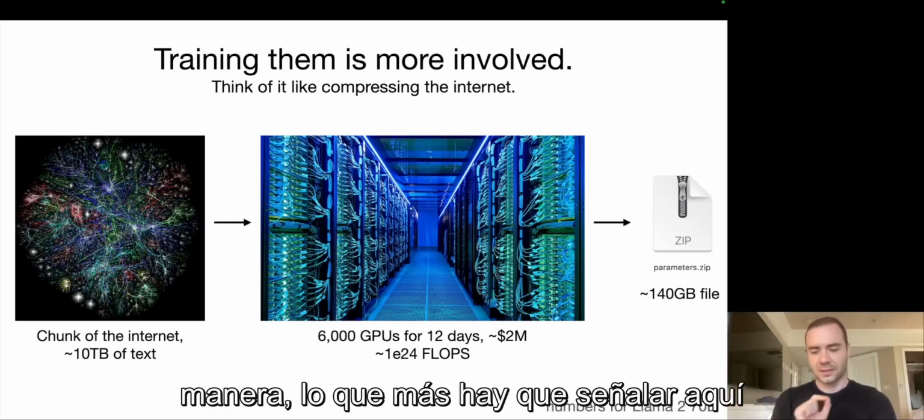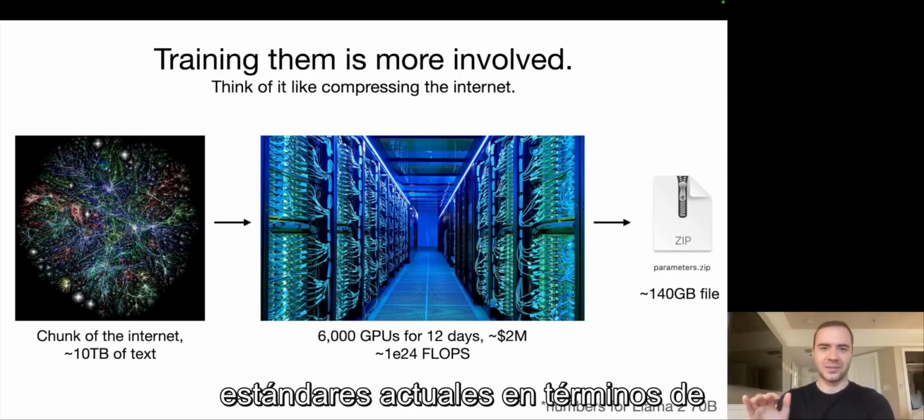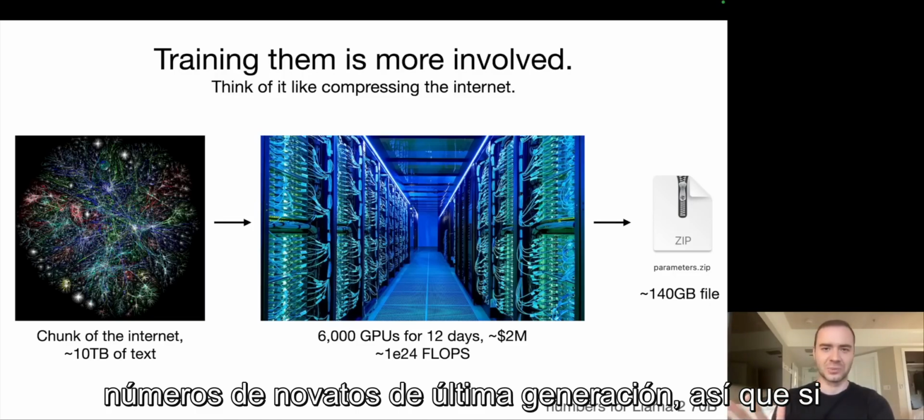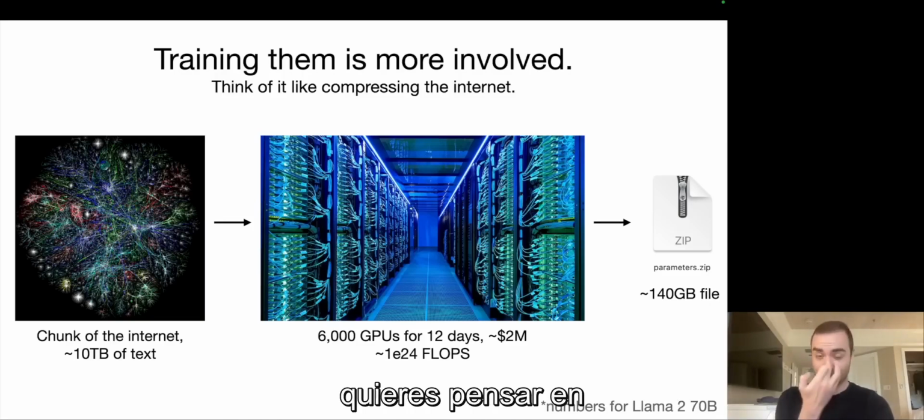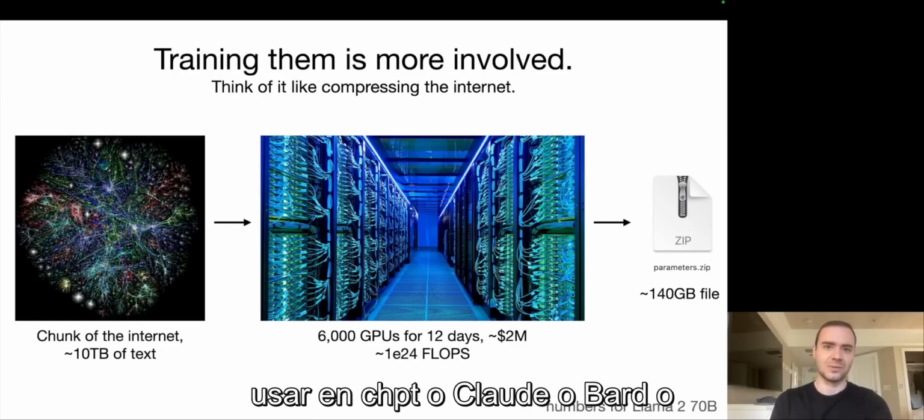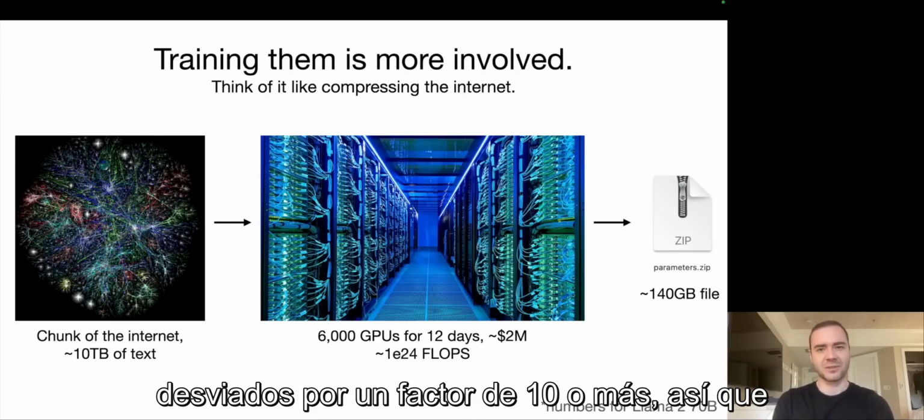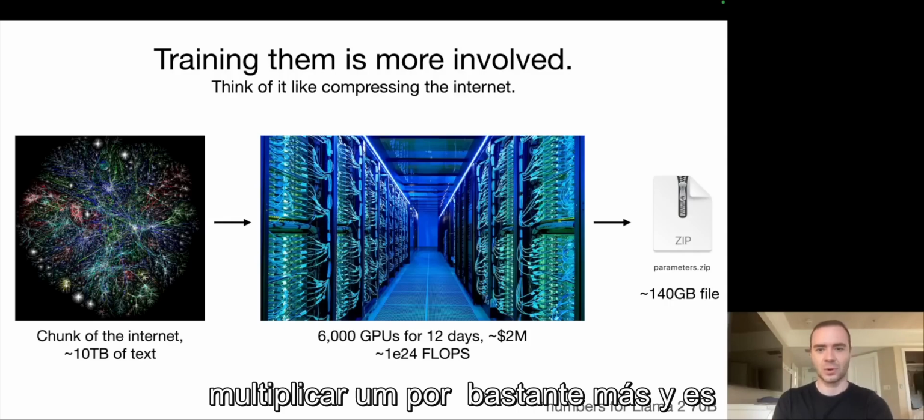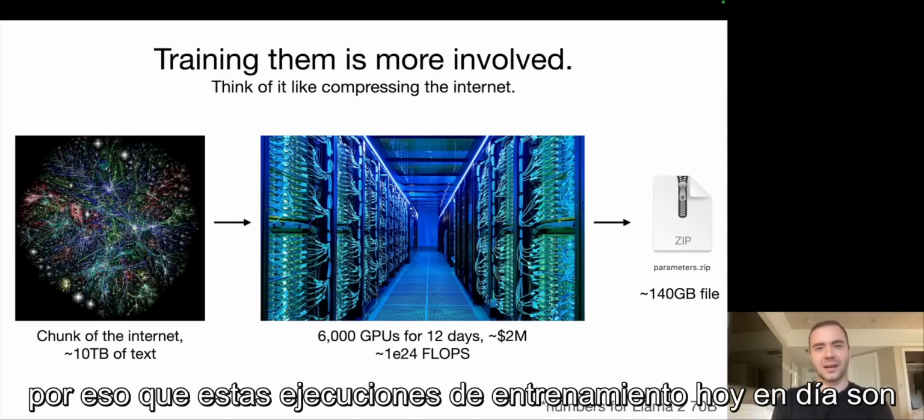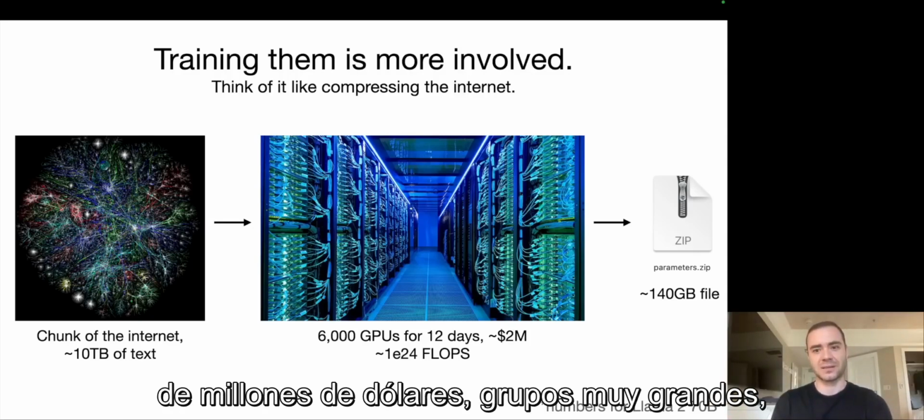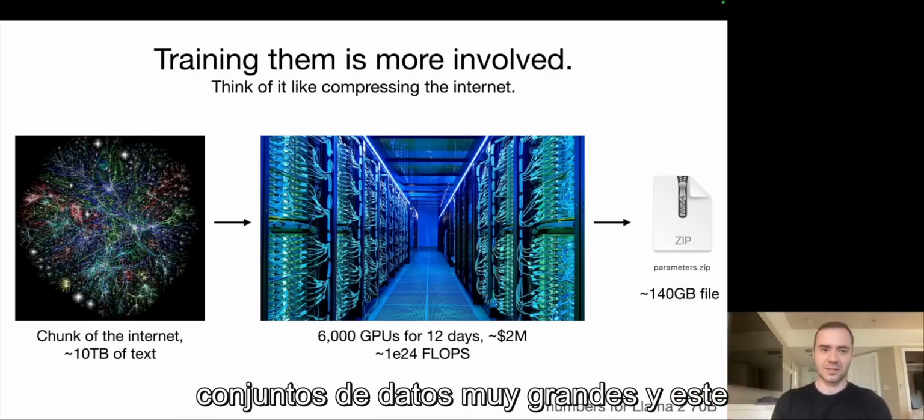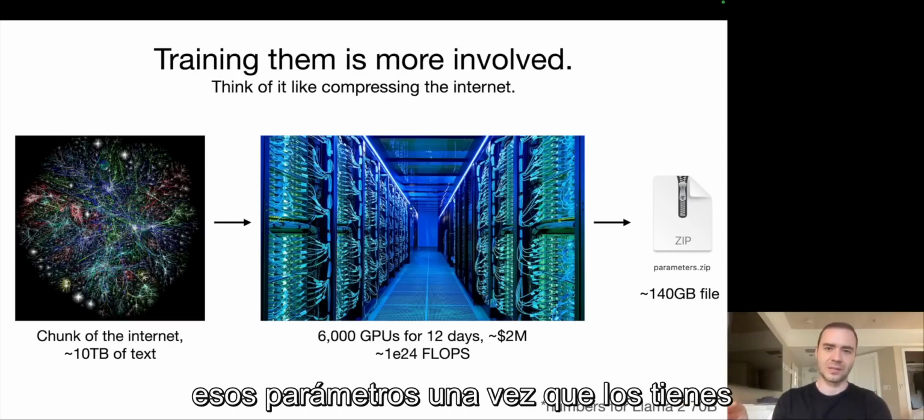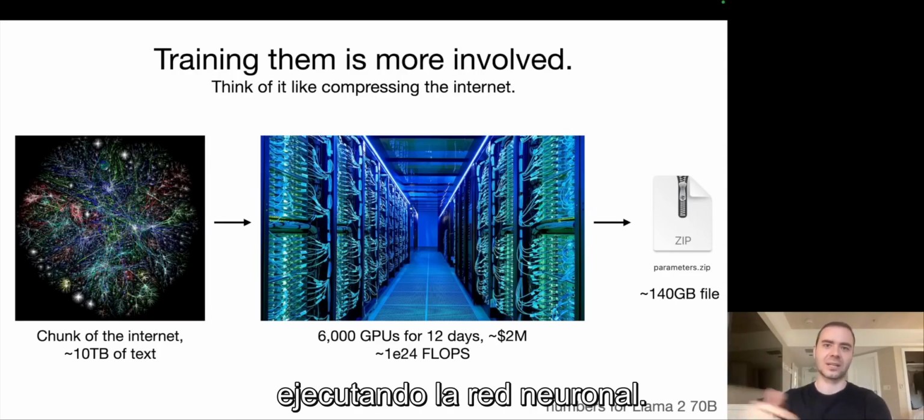The one more thing to point out here is that these numbers are, by today's standards, in terms of state-of-the-art, rookie numbers. If you want to think about state-of-the-art neural networks, like what you might use in ChatGPT or Claude or Bard, these numbers are off by a factor of 10 or more. So you would just start multiplying by quite a bit more. And that's why these training runs today are many tens or even potentially hundreds of millions of dollars, with very large clusters and very large data sets. This process is very involved to get those parameters. Once you have those parameters, running the neural network is fairly computationally cheap.